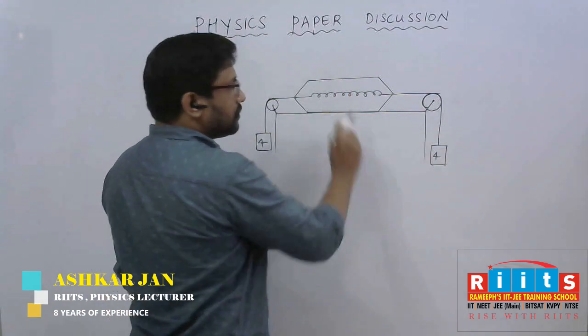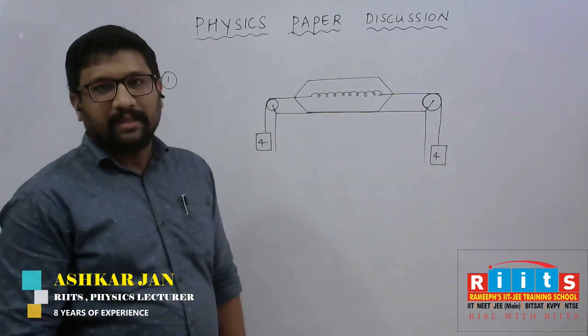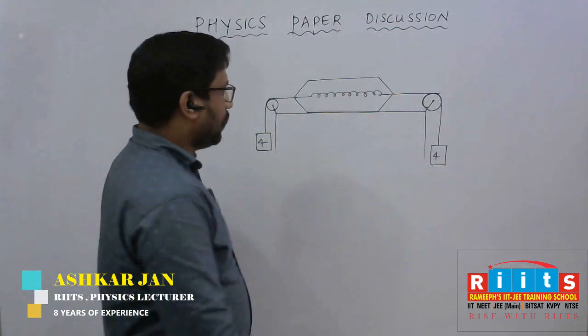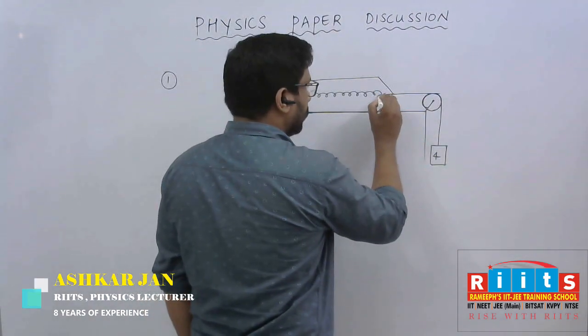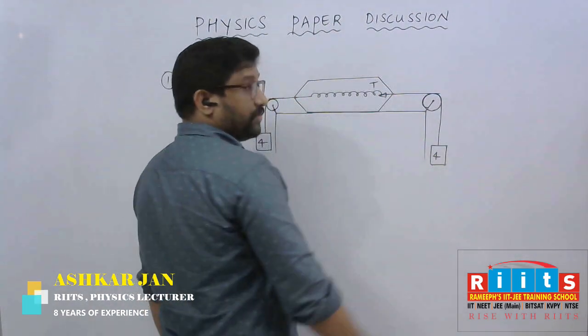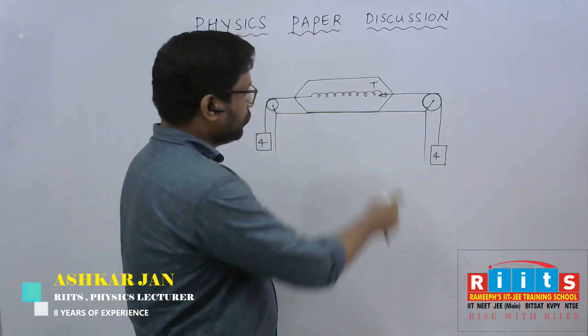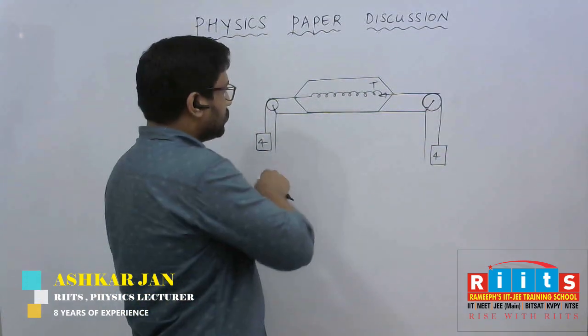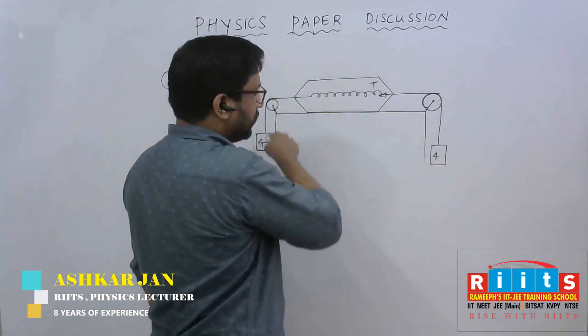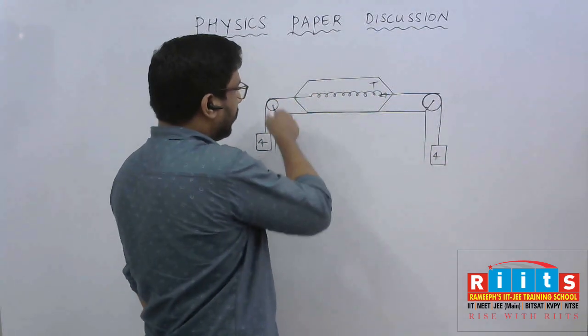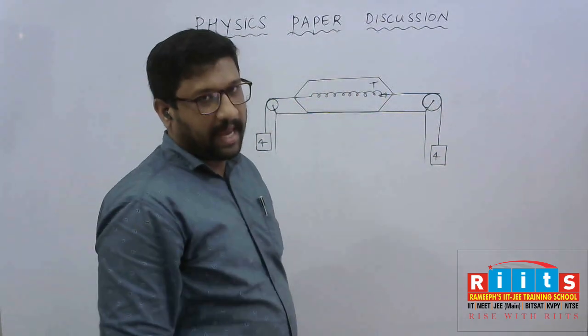The spring balance reading all the time will be the tension in the spring. So, how can you calculate the tension in the spring? The reading of the spring balance is nothing but the tension. How can you calculate this tension? Since this system is in equilibrium, throughout this string and spring, one single tension is acting.